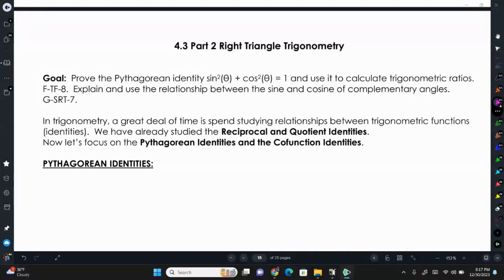In the second part of 4.3, our section on right triangle trigonometry, we're going to talk about what are called identities and use identities to help us solve trigonometric problems without doing a bunch of extra work. Like we're able to get to the answer much quicker using these identities.